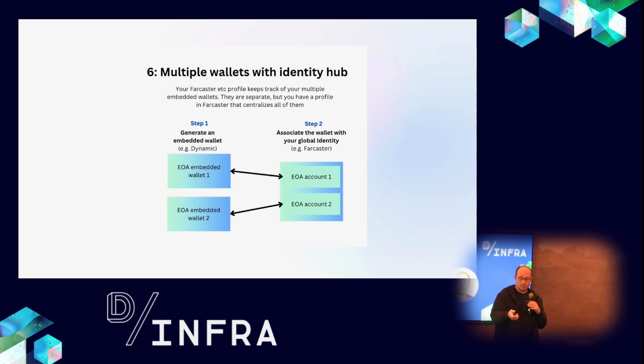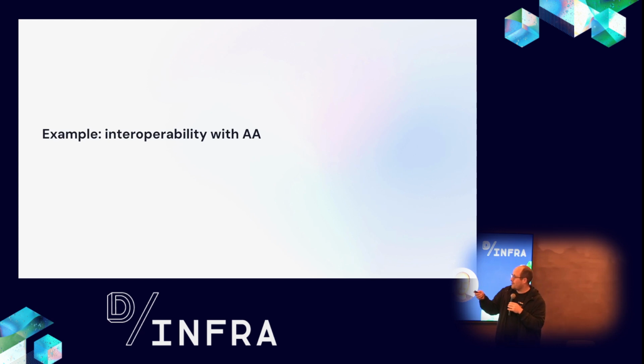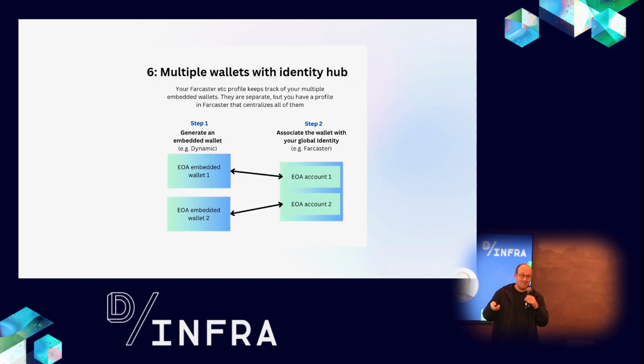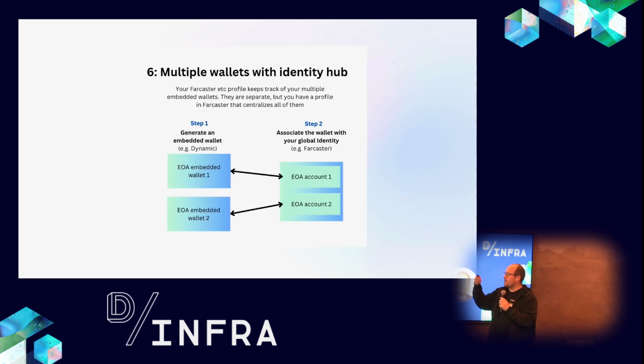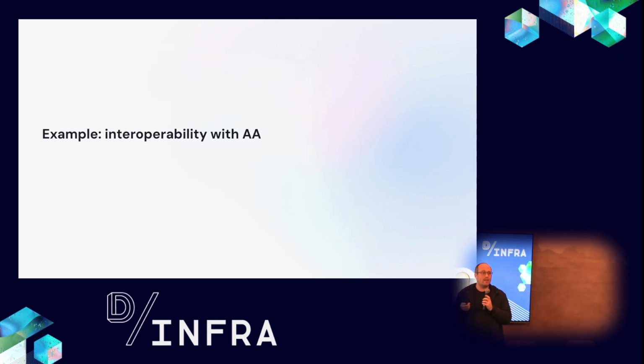So those are two off-chain EOA type approaches. But then there's a third approach, and again, shameless plug, if you saw this is 6 and this is 2, there's 1 and 3 and 4 and 5, and maybe 7 if you come to the talk on Friday, I hope. So we can go into more details, but there's another option, which is interoperability with account abstraction.